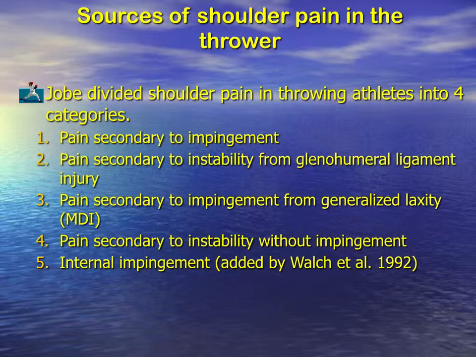So, sources of pain in the throwing athlete were initially classified by Jobe. We have pain secondary to impingement, and pain secondary to instability. We have something called multidirectional instability, which is essentially generalized laxity, and pain secondary to instability without impingement. And a new impingement classified by Walsh in 1992, called internal impingement, and we'll talk about that.